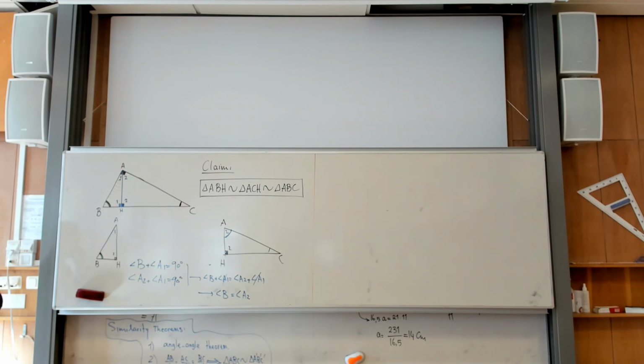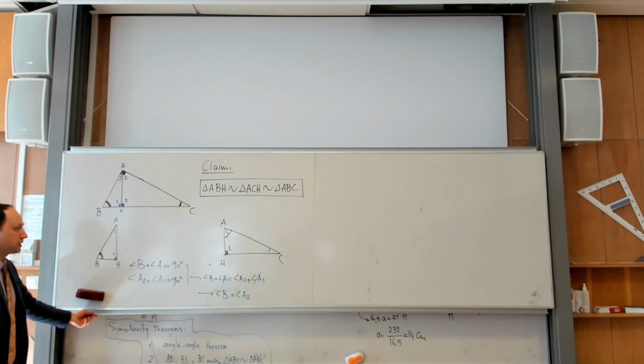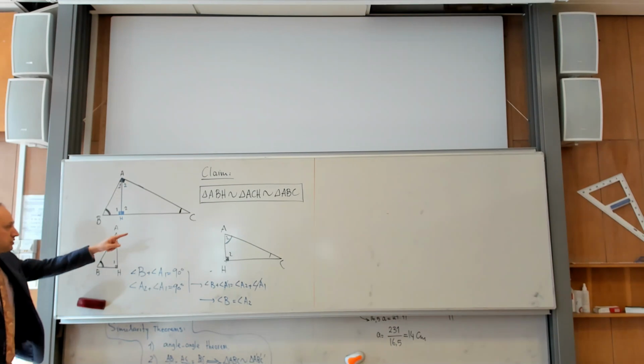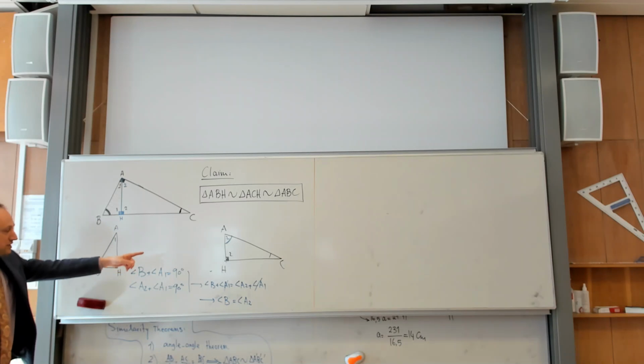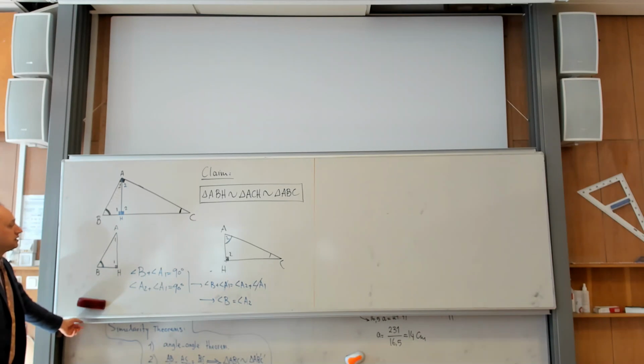Yes? Is that clear for everyone? Okay. So then, of course, the other one is also clear. So this triangle is similar to that triangle. We proved them directly.